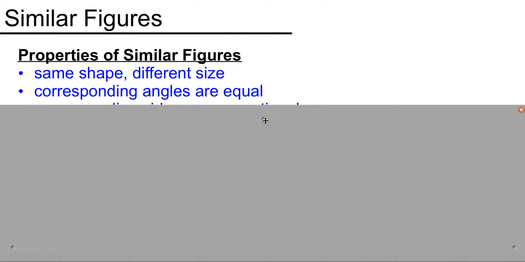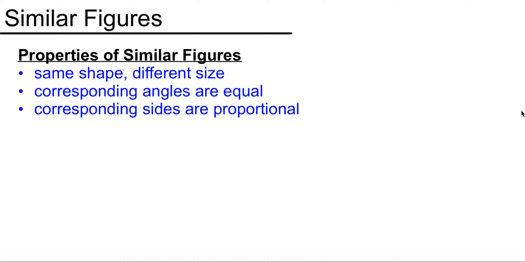With similar figures, the corresponding angles are congruent, so that's good. You don't have any math to do there. And the corresponding sides are proportional, so that means we're going to be setting up a proportion and cross multiplying.